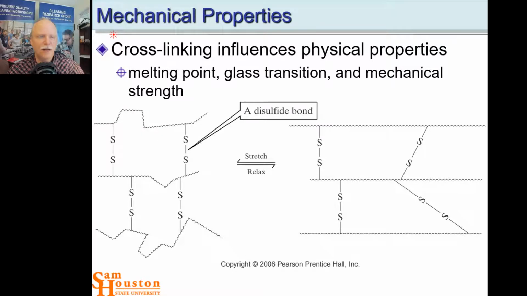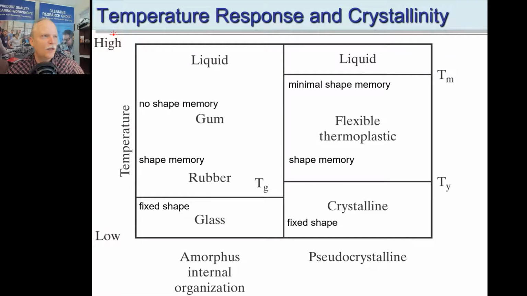Let's talk a little bit about the physical properties of polymers. So we have from low temperature to high temperature. This is essentially a generic response of polymers to temperature. At low temperatures, we either have an amorphous or a crystalline or pseudo-crystalline property of the polymers. But in general, at low temperatures, the polymers will have a fixed shape.